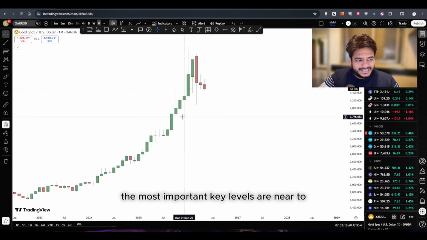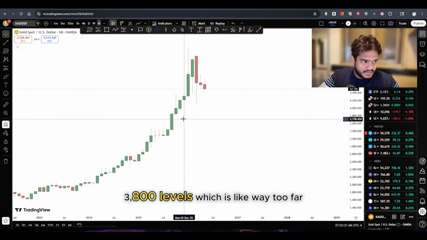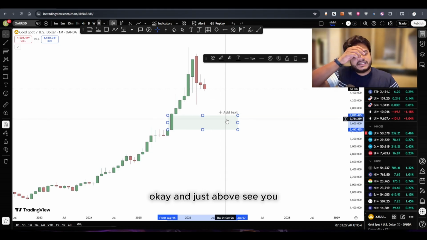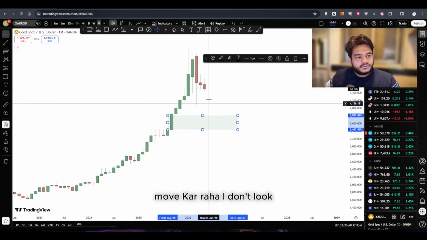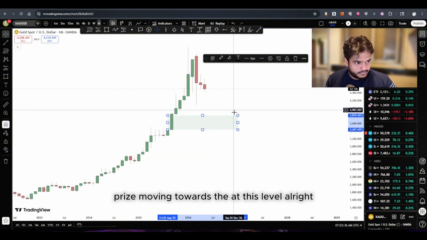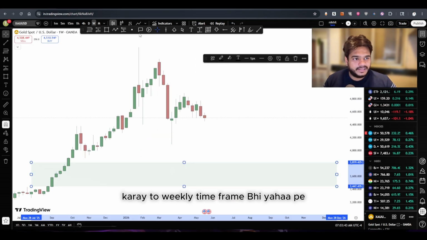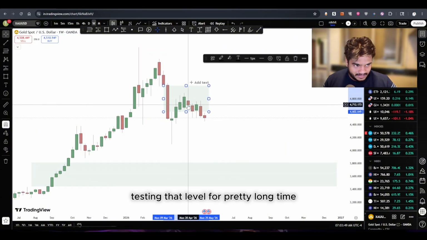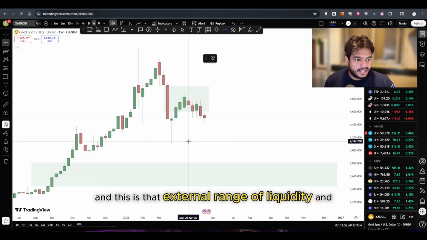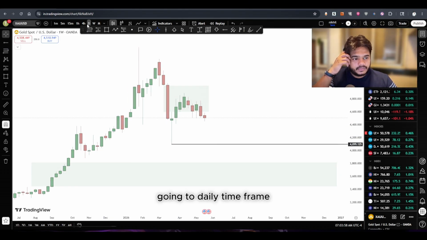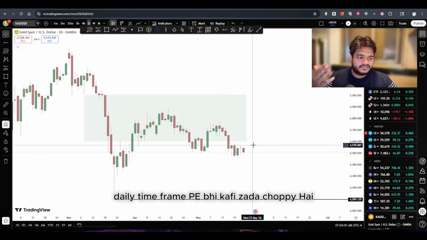The most important key levels are near 3800 levels, which is way too far. And the way it is moving, I don't expect price moving towards it at this level. All right, on the weekly time frame, we have this key level, which is this imbalance. And we have been testing that level for a pretty long time, and this is that external range liquidity. And going to the daily time frame, it is also very choppy.